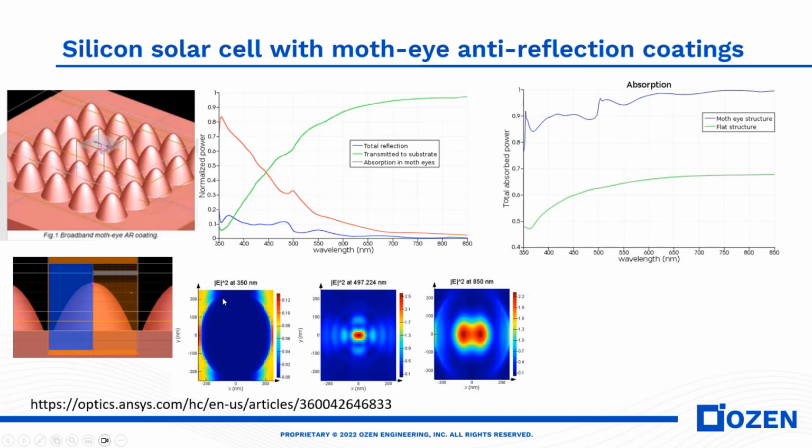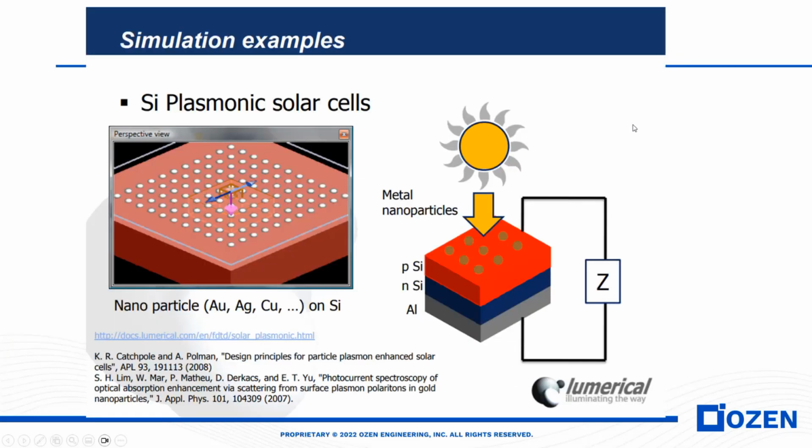So, for instance, here we can see the absorption profile for the electric field at different wavelengths. This is 350 nanometer, around 500 nanometer, and 850 nanometer. You see that for 850 nanometer, the amount of absorbed power is much higher than, for instance, at 350. And if you look at this, you can see the value of absorption here.